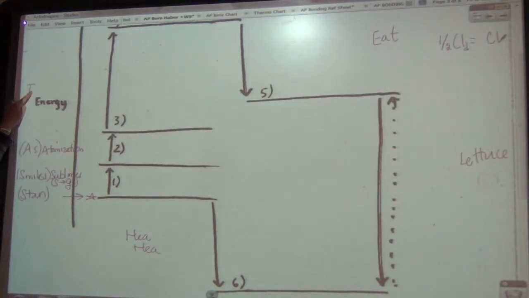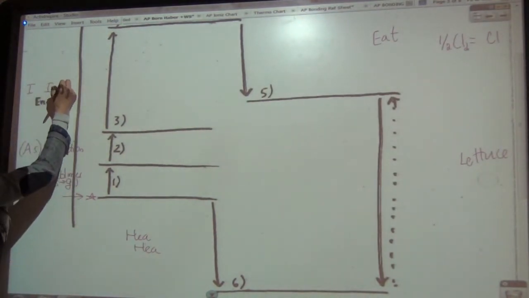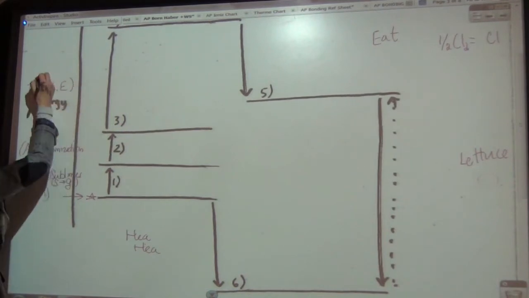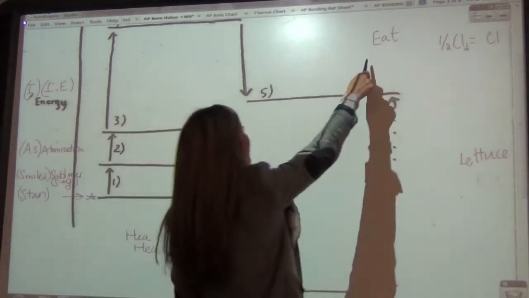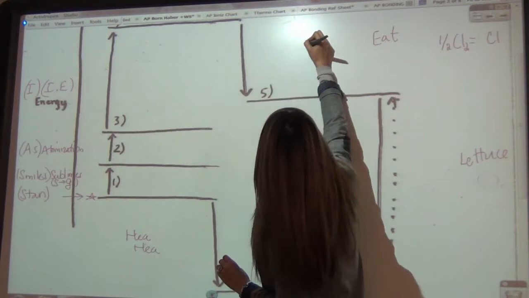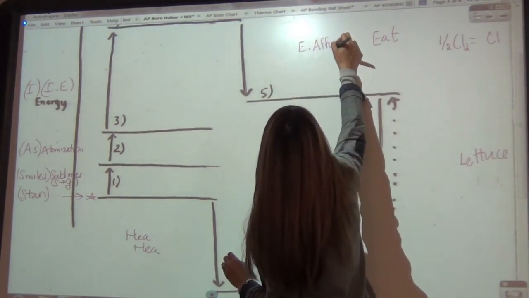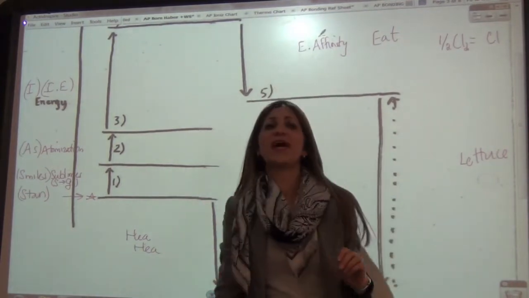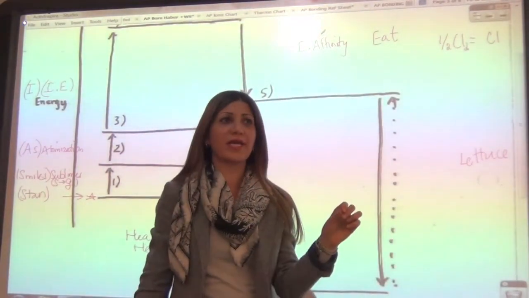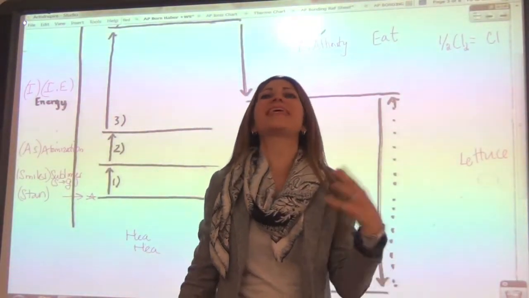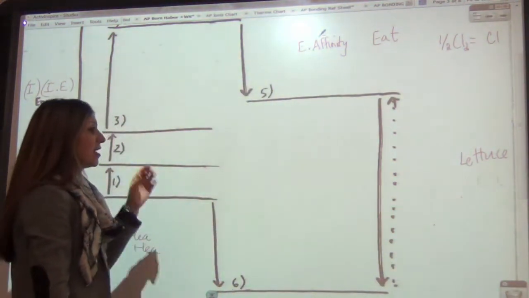I, what is the I for? Ionization energy, that's an easy one. Eat, what is that for? Electron affinity. And remember, that's the energy associated with gaining an electron. It can be positive or negative. It's the energy associated with the gaining of an electron, okay?